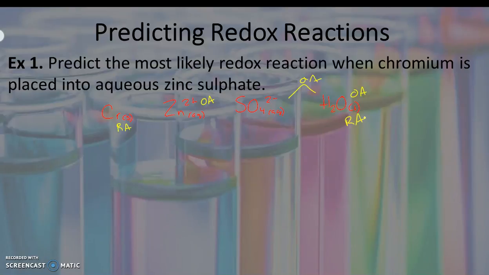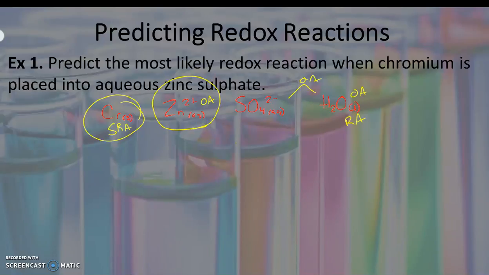Then, based on my table, I'm going to figure out which one is the strongest reducing agent and which one is the strongest oxidizing agent. If I look at my reducing agents on this table, chromium is down here and water is right in the middle. So chromium is my strongest reducing agent. Then I have to debate between sulfate reacting with water by itself, or zinc as the strongest oxidizing agent. And if you go on here, it is zinc.